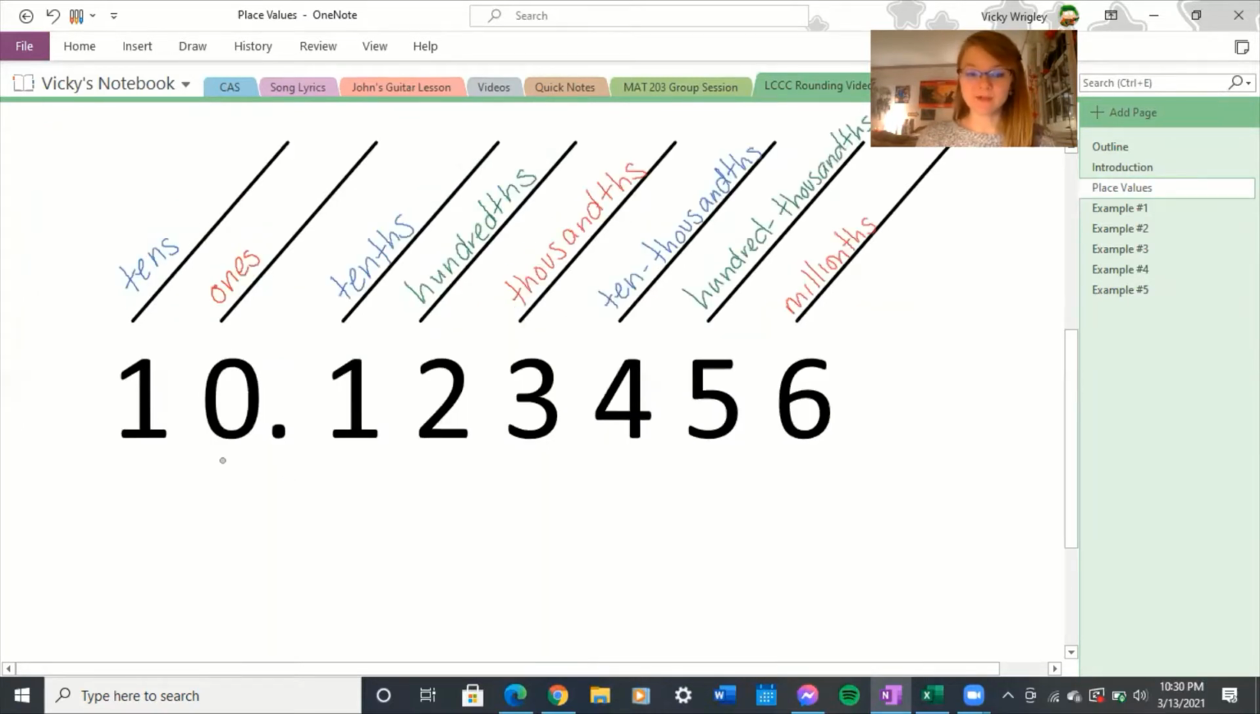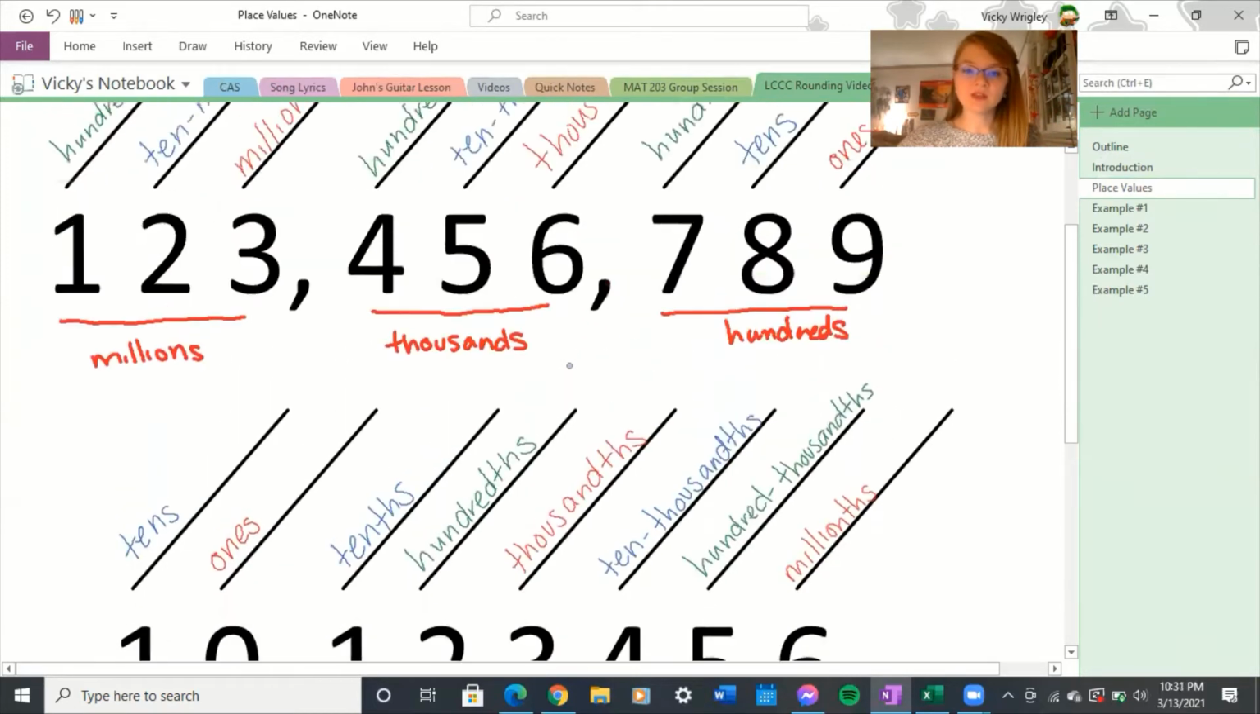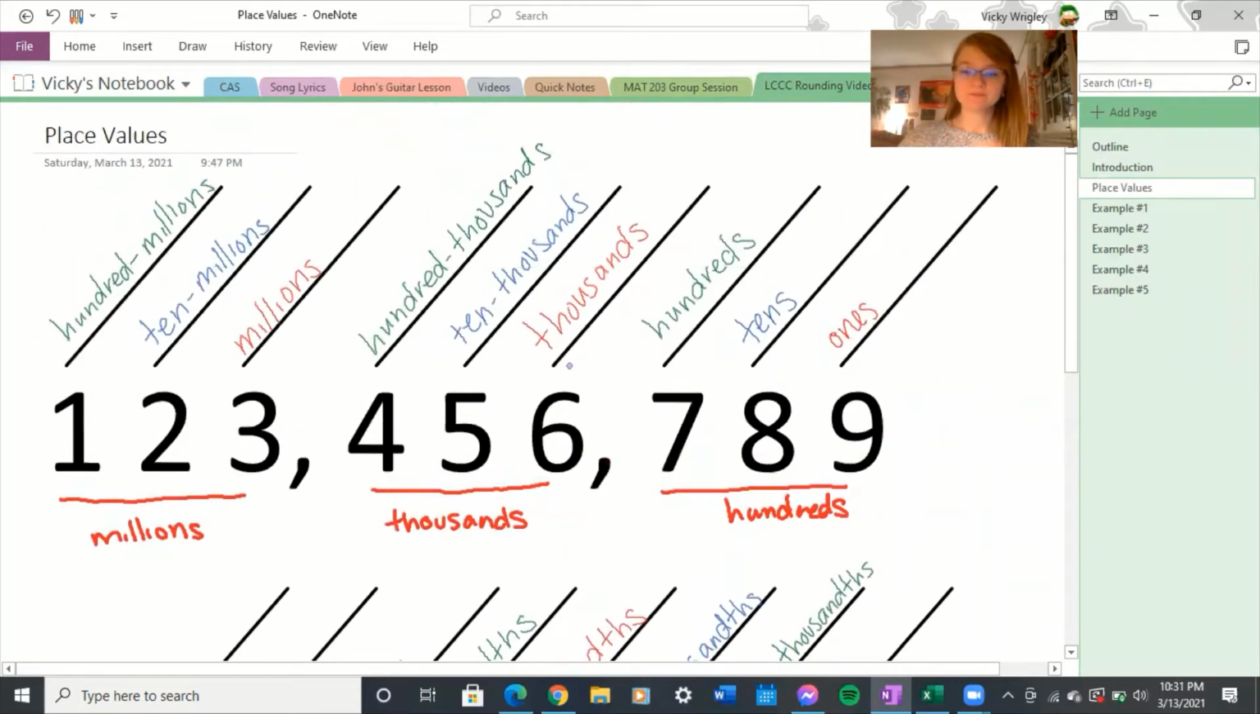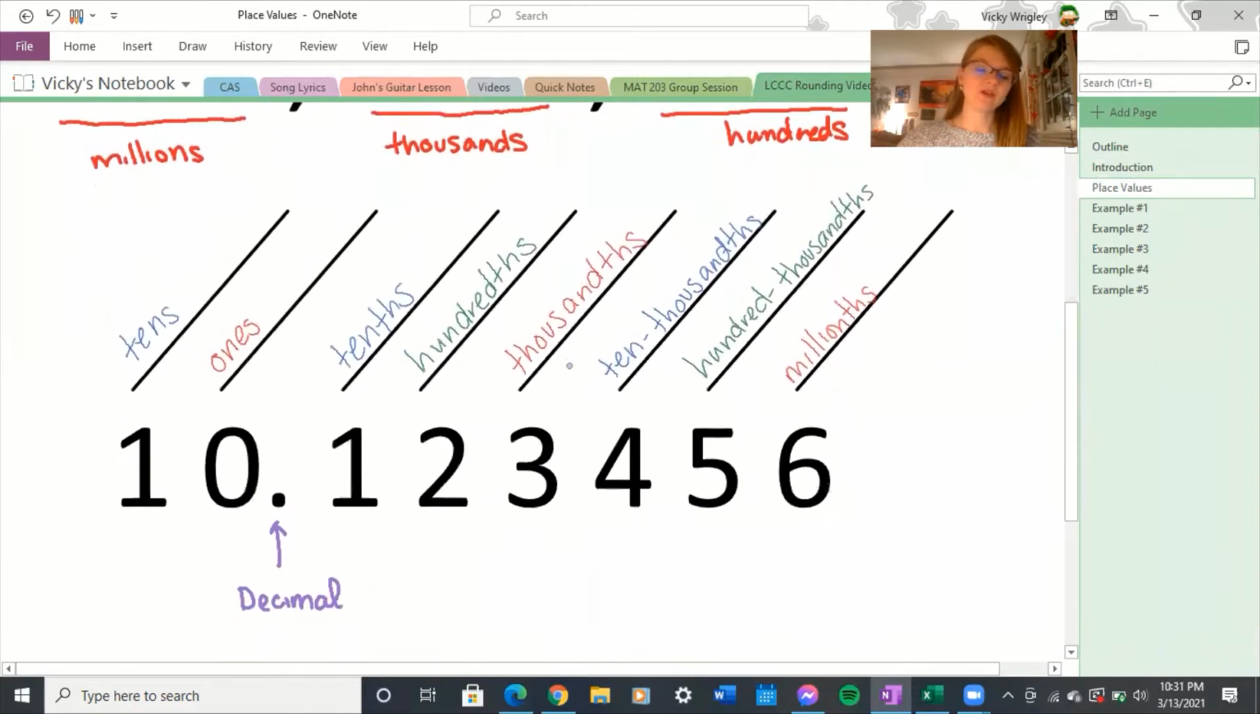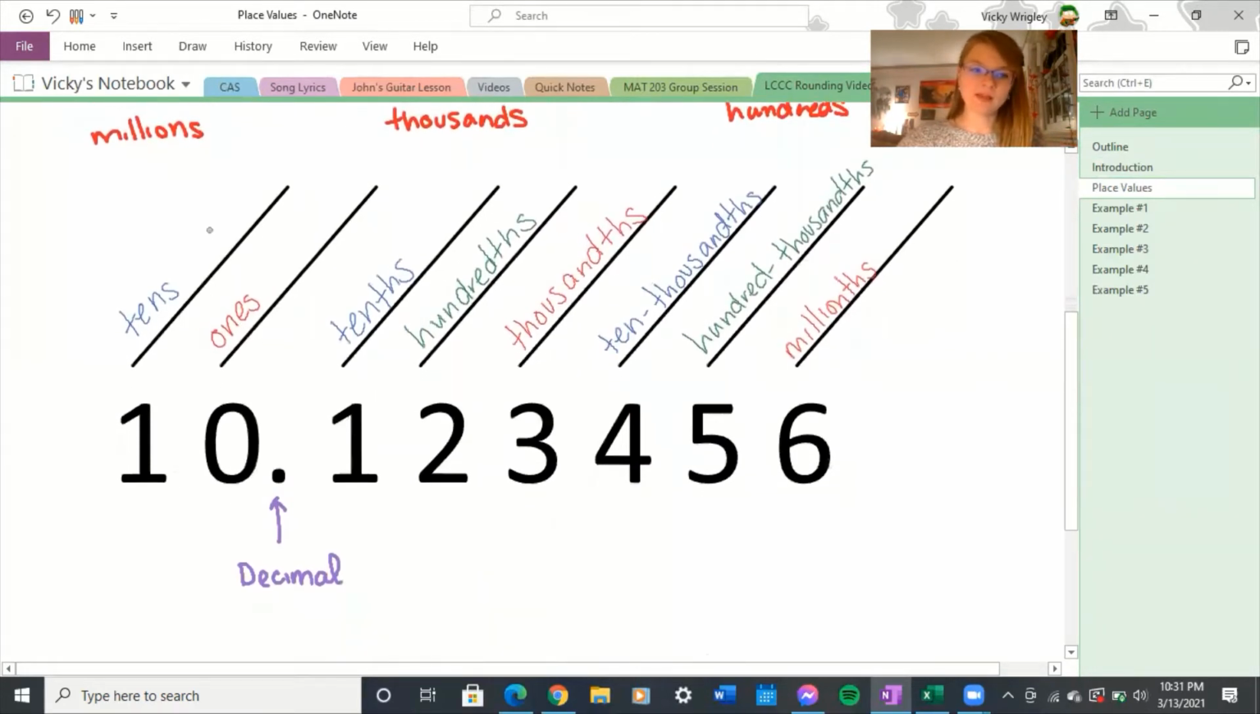Here's a long decimal number. If you see a point in any number, that point is called the decimal. Now, any number to the left of a decimal, you label using this chart above. Those are your whole numbers, which is why I have the 1 here labeled as tens and the 0 labeled as ones. The place values don't change. It's the label of the position of the digit within the number.